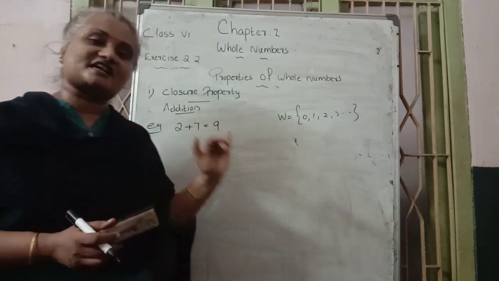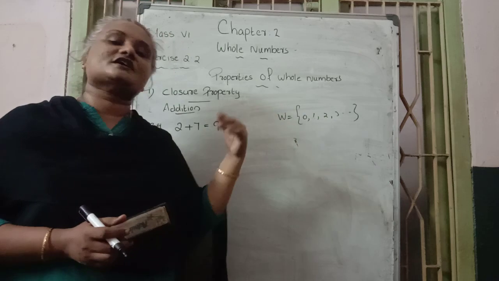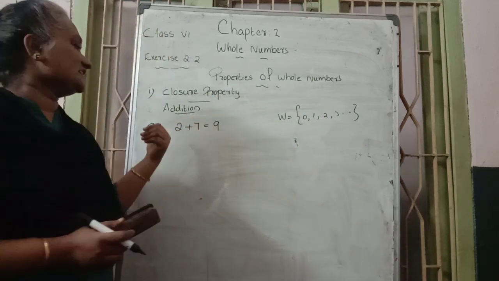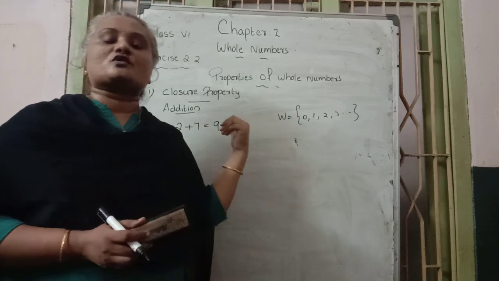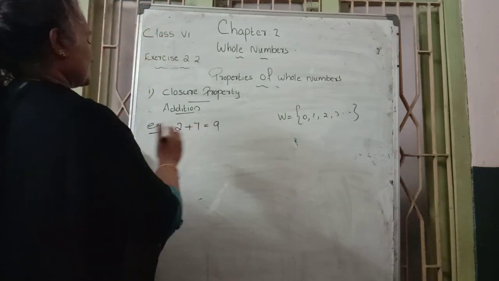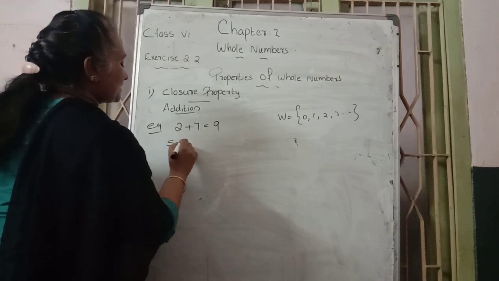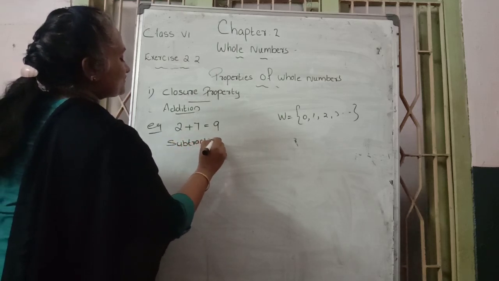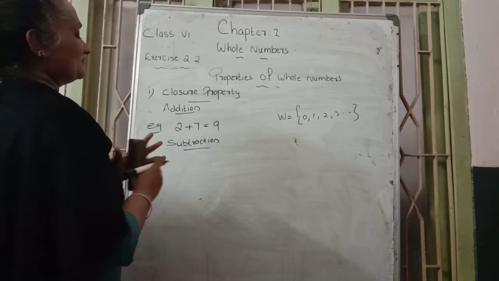That's why 2 is a counting number, 7 is also a counting number. When both are added, we get another number. That's why we can say the closure property is satisfied under addition. Next, what about subtraction? Is it satisfied or not? Let us check.